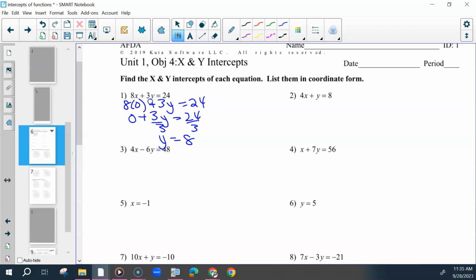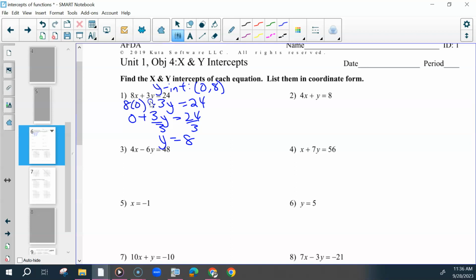But once you get that number, you still have to put it into the ordered pair. So this would be (0, 8). Here you can go back and see, okay, for x you put in 0, y equals 8, and you can put those together in your ordered pair. We're going to do the same thing for x, but before we do that, what questions do we have on that process?